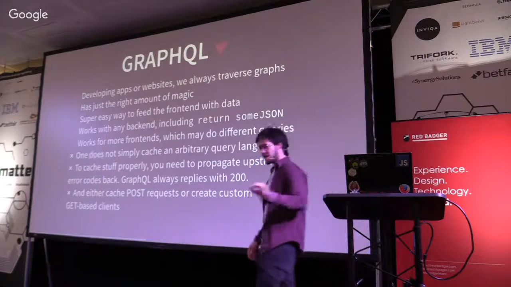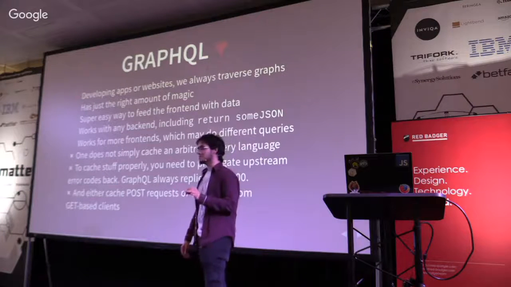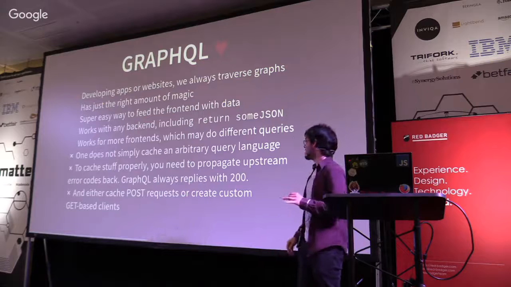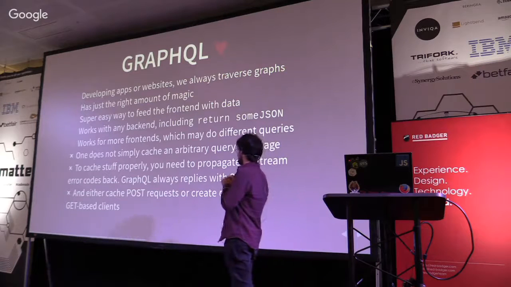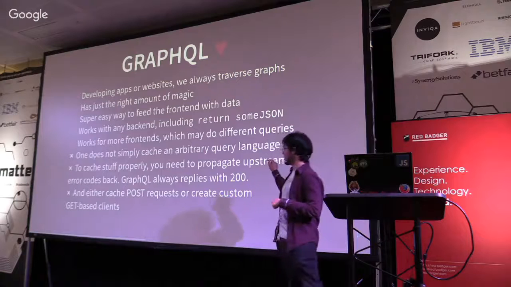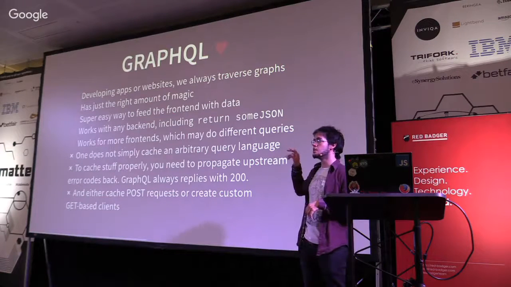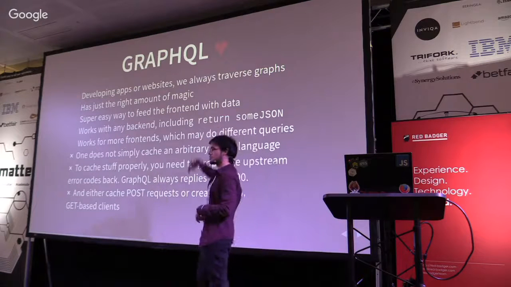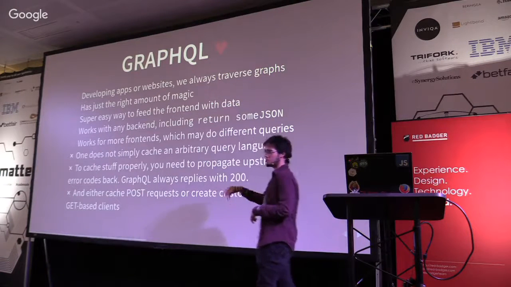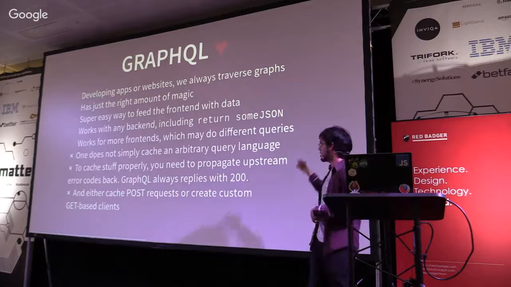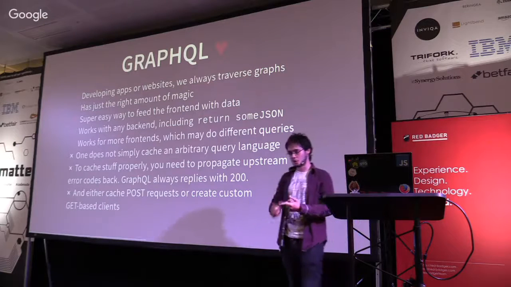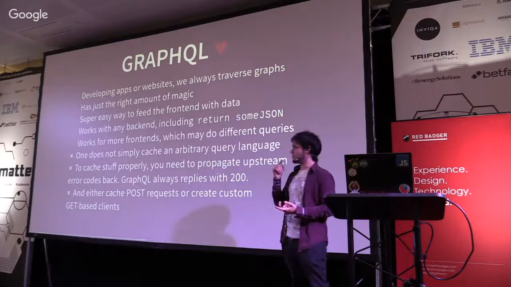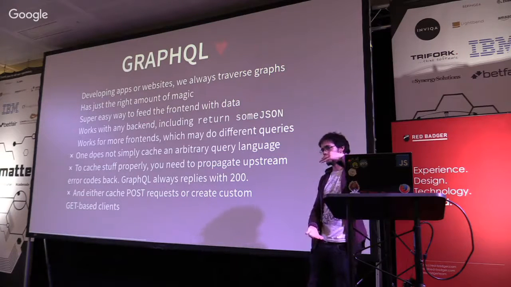One does not simply cache an arbitrary query language. I will say this again, one does not simply cache an arbitrary query language. To cache stuff properly, you need to propagate upstream error codes back, which is, if we talk to the mid-tier guys, which were around here on that picture, and they talk to Drupal, and Drupal talks to MySQL, and they fall over, which happens all the time, they will propagate the 500 error response back, and then when we respond with the GraphQL string, what do we do?